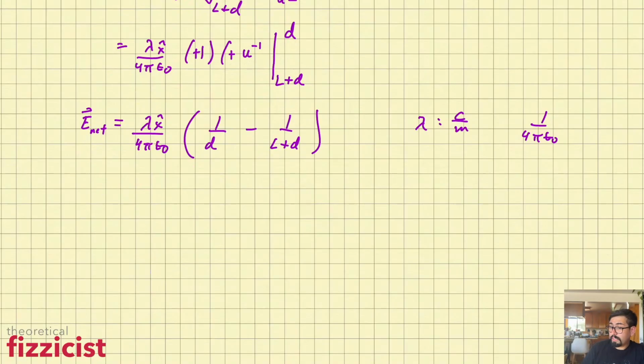Now, very good question you're going to ask yourself: do I need to know the units on 1 over 4 pi epsilon naught? And the answer is obviously yes if you're doing a calculation.